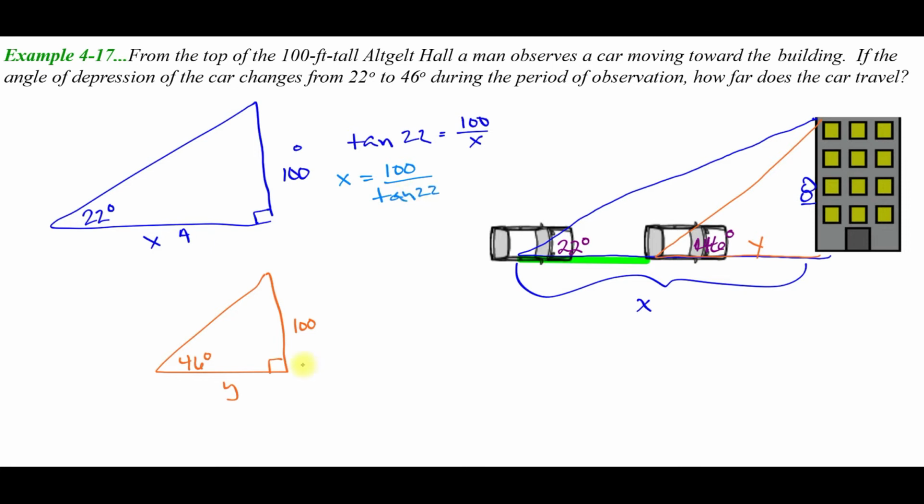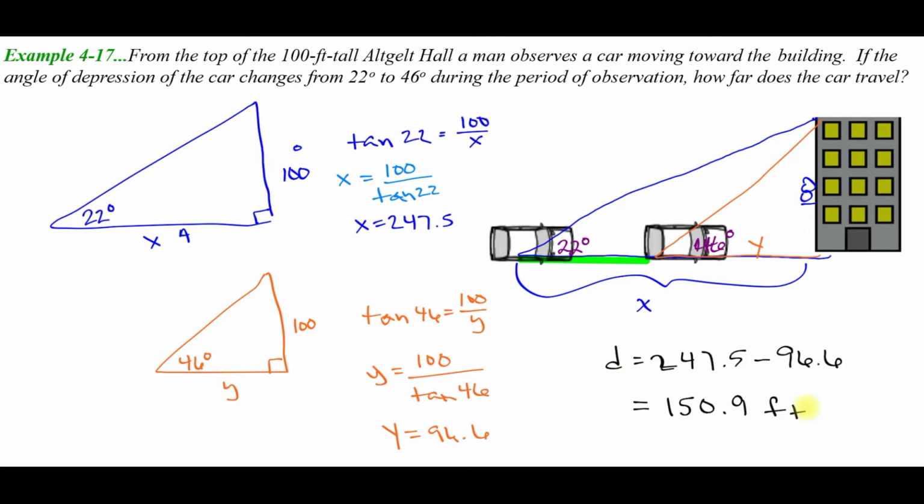Similarly, on this one on the bottom here, we're going to go tangent of 46 equals 100 over y. So here we'll end up with 100 divided by the tangent of 46. Then to find the distance that we were asked to find, we're going to just subtract those two values. And we'll end up with 150.9 feet.